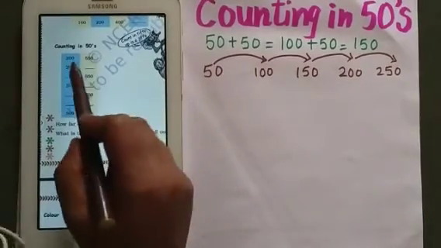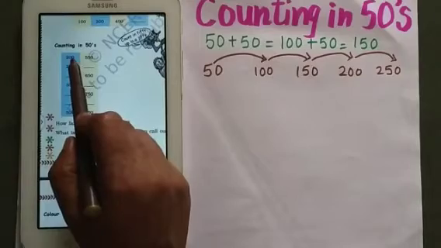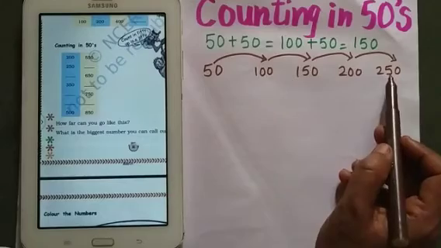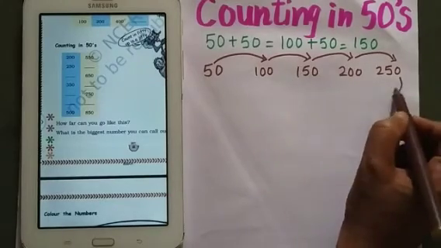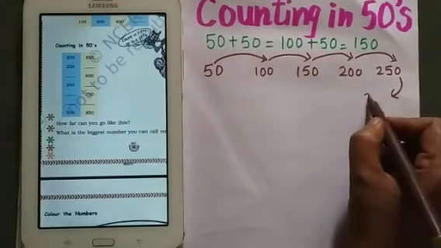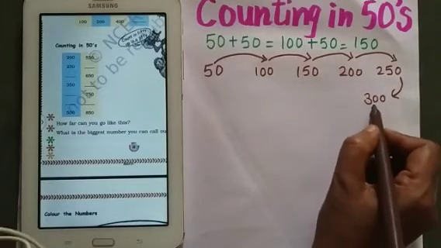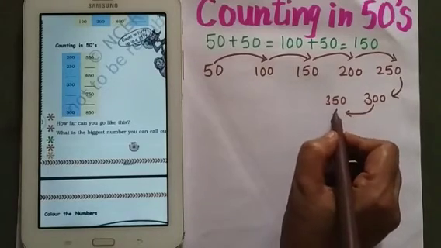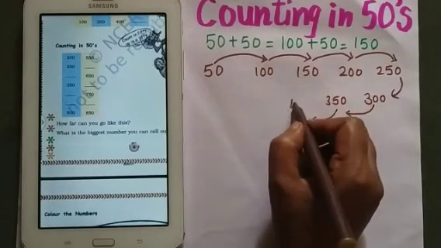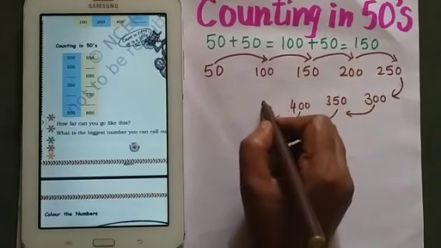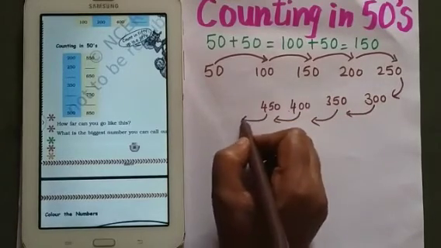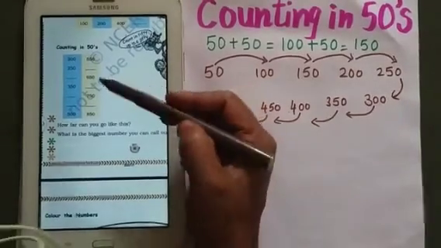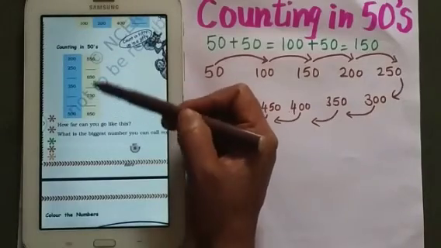Okay? Here is 200. And we are counting in 50s. 200. After that 250. Which number will come after 250? Yes, children? Very good. That is 300. After 300? 350. Then which number will come? 400. After that 450. Afterwards 500. Yes? Same way we are doing this one also.